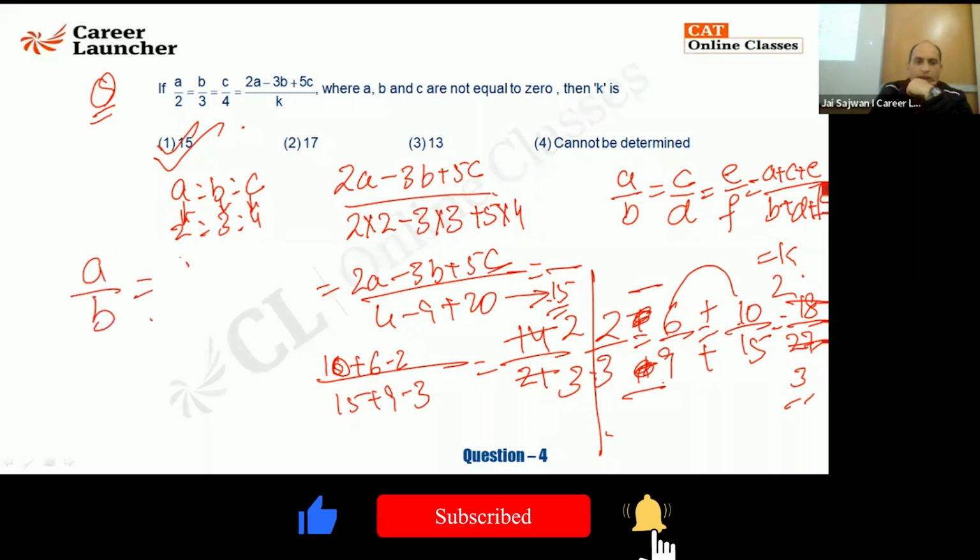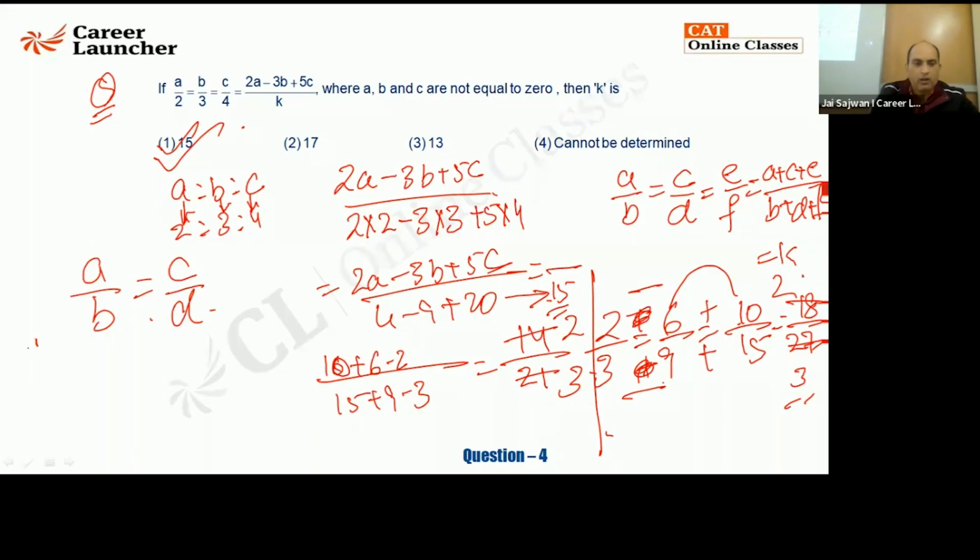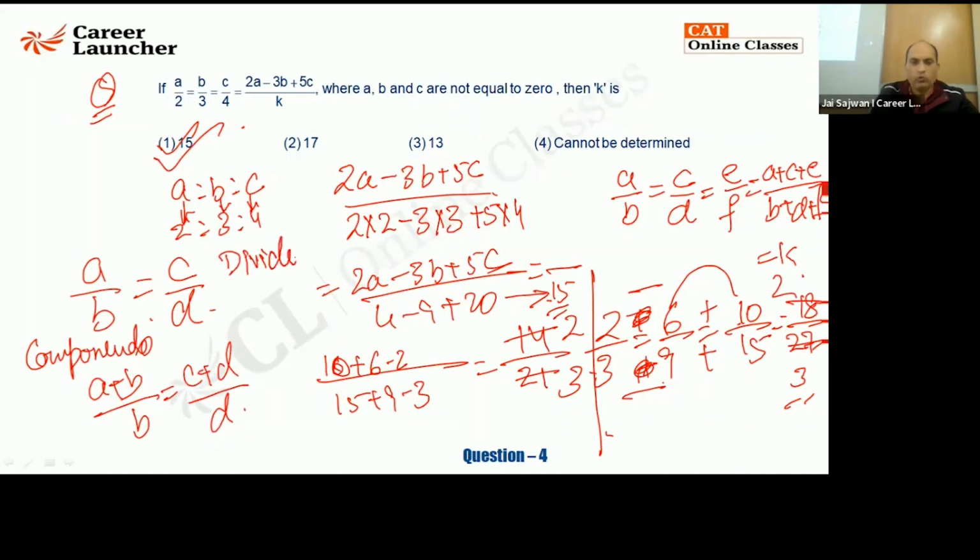The second part, if A upon B is equal to C upon D. Now I'm talking about the componendo rule. Componendo says A plus B upon B is same as C plus D upon D. And the second is known as dividendo. Dividendo rule says it is not only the sum of the numerator and denominator, it is also the difference between them should be also same. So this is dividendo. Fine.